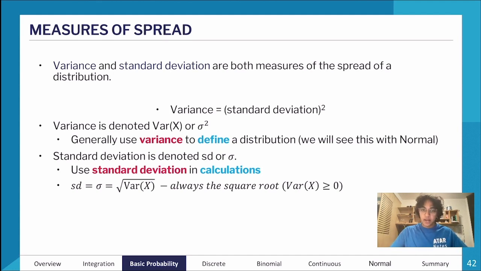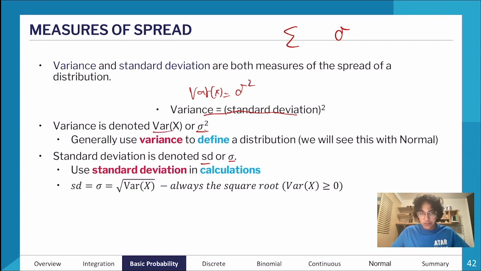So variance is given by the square of standard deviation, right? We generally use variance to define a distribution. We'll talk about defining distributions when we talk about binomial and normal, right? And standard deviation is usually denoted with an SD or lowercase sigma. You probably remember me calling this sigma. That's uppercase, and this is just a lowercase sigma. So variance can also be denoted as sigma squared, right? Because var of x is equal to sigma squared.